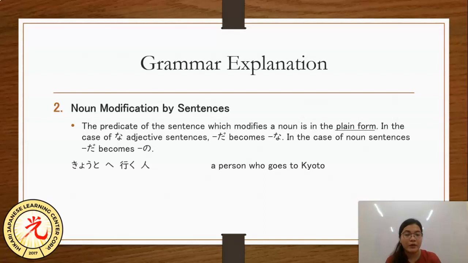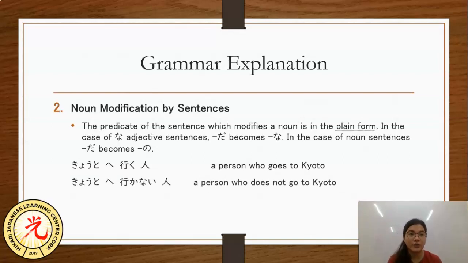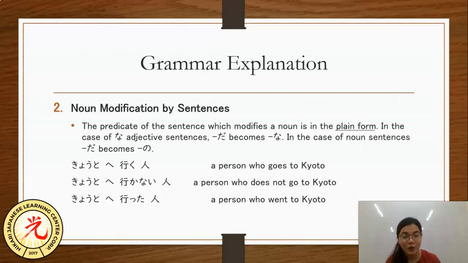Our verb here is iku. So in Japanese, that would be Kyoto e iku hito. Another, a person who does not go to Kyoto. Ang taong hindi pumupunta sa Kyoto. Kyoto e ikanai hito. Another, a person who went to Kyoto. Kyoto e itta hito. Ang taong pumunta ng Kyoto.